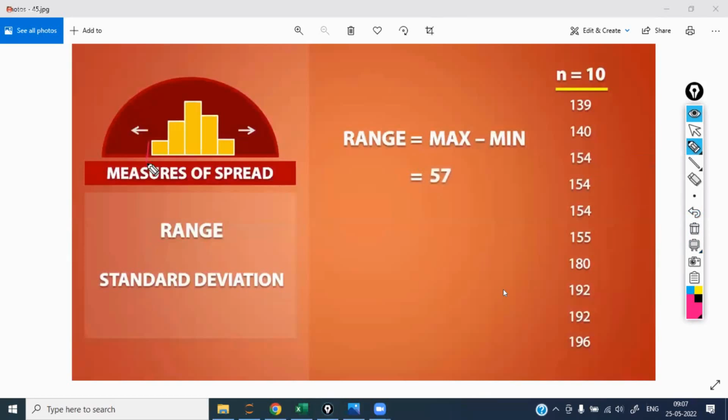Range gives you how the data has been spread from the starting to ending. What is the minimum value and what is the maximum value? And in this only the entire data is there. Entire data is there in these values. Is that clear?